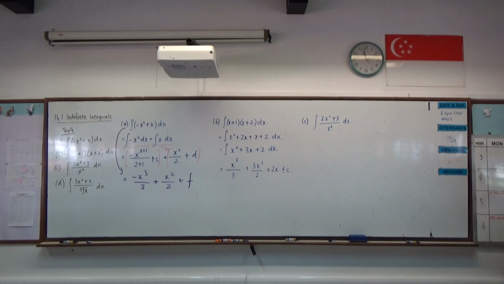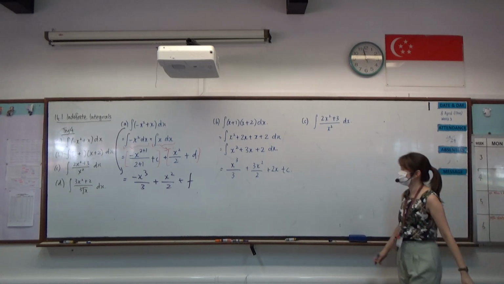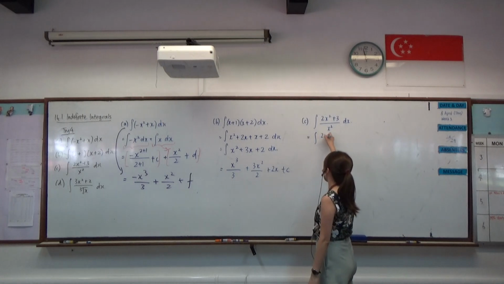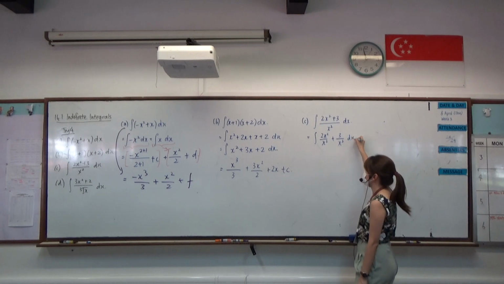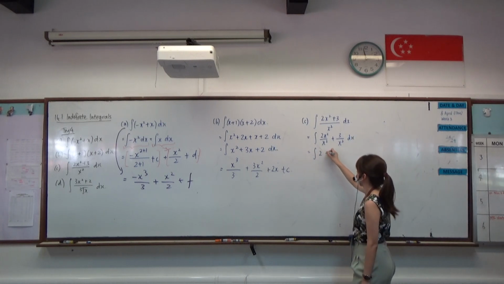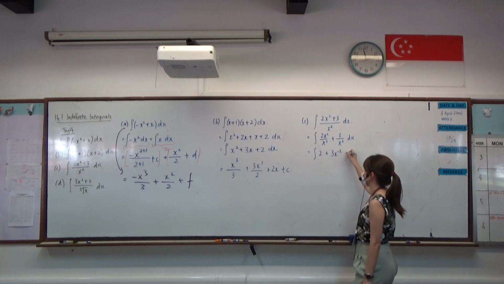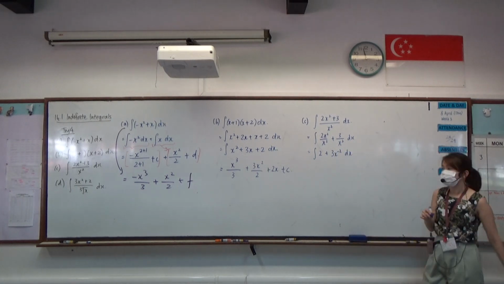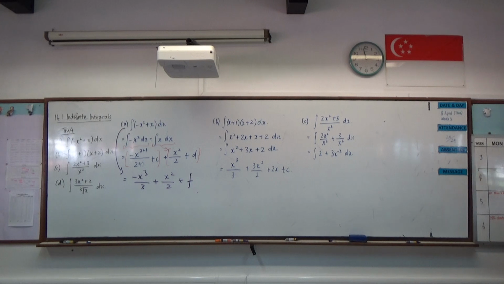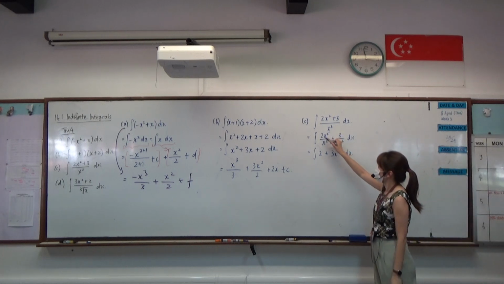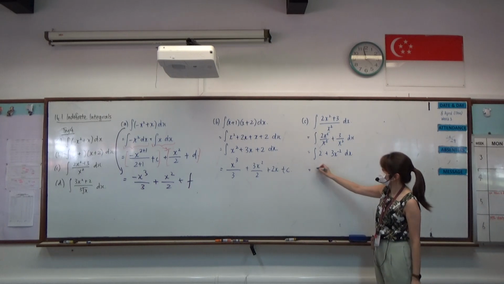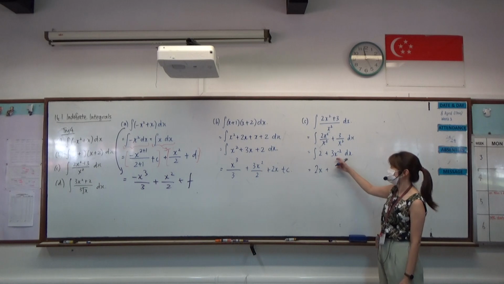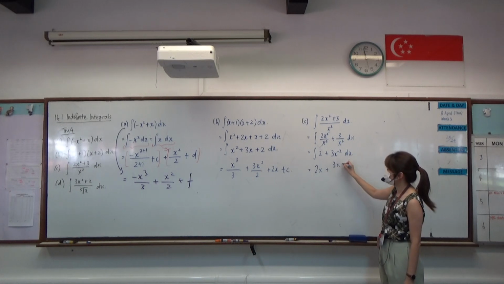Likewise, in part C, there is no quotient rule. We have to simplify this in this kind of manner. Then, using our rules, integrate 2 will give us 2x. Integrate 3x to the power negative 2 will give us 3x to the power negative 1 over negative 1 plus c.